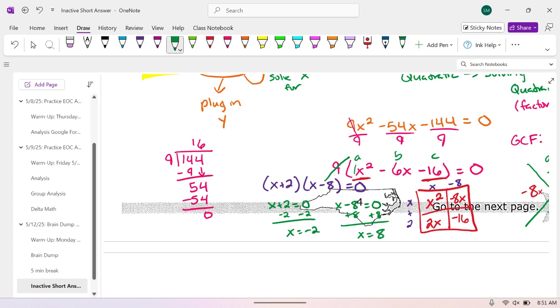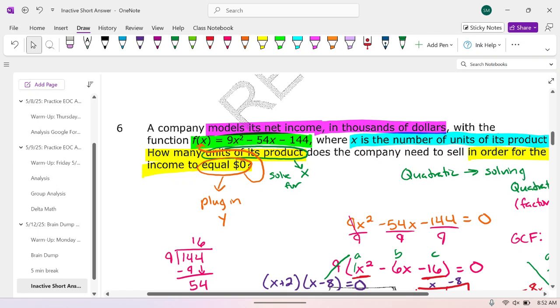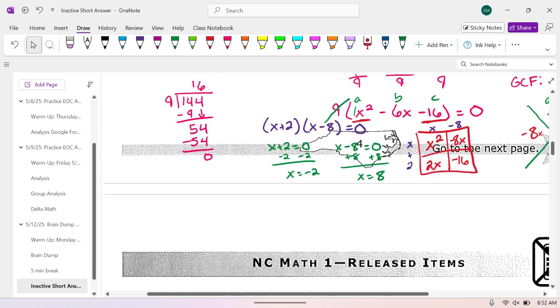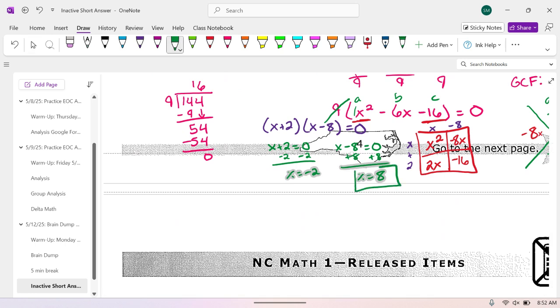Now, remember, on the EOC, they only accept one answer. All right? So look back in terms of the problem. What's it asking for? How many units of product do they need to sell? So let's think logically. Can we have a negative number of products? No. So what do you think my answer is? 8. So we throw out this one. We only care about x equals 8.